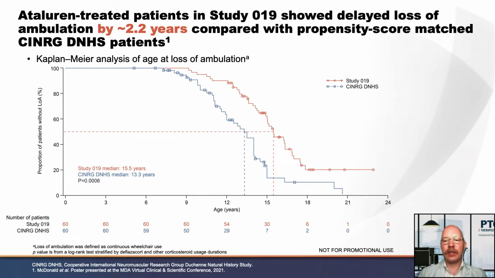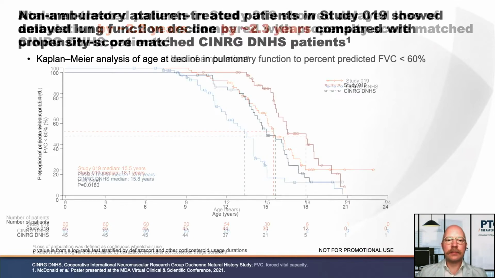This analysis shows a matching that was performed to identify Synergy Duchenne natural history patients compared to Study 019 patients, again comparable in established predictors of disease progression. Ataluren-treated patients in this study showed a delayed loss of ambulation by around 2.2 years compared to the matched Synergy patients. Next slide, please.